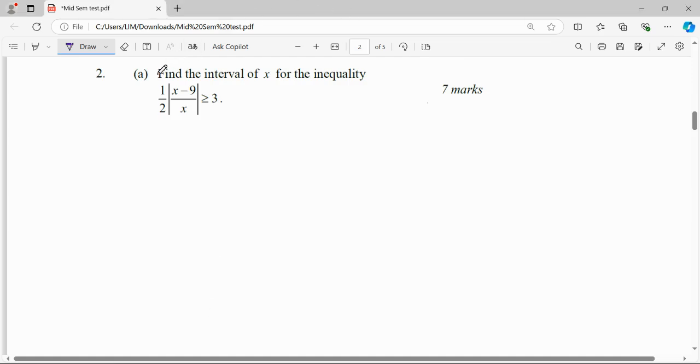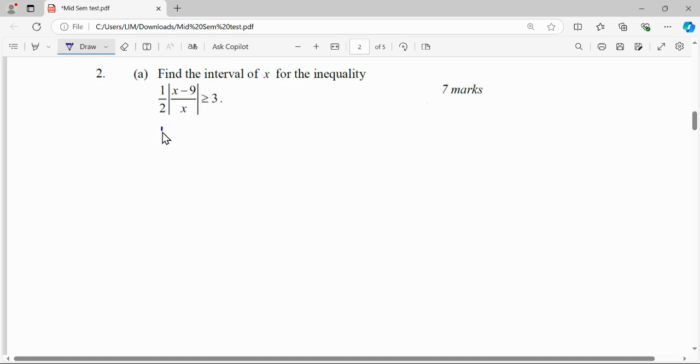Then for question 2, we're going to find the interval of x for the inequalities below. First of all, we can see our denominator is in modulus, which means it's always positive. So for this denominator, which is in modulus, we can cross multiply it to the right hand side. That is the only condition with the modulus for the denominator part here. Without modulus, we can't do that.